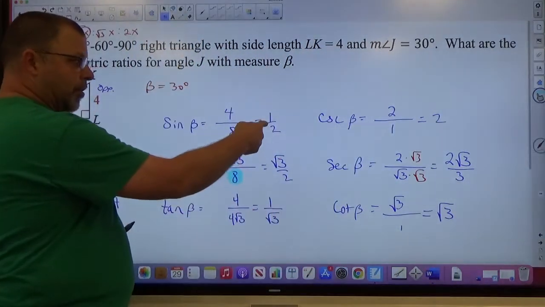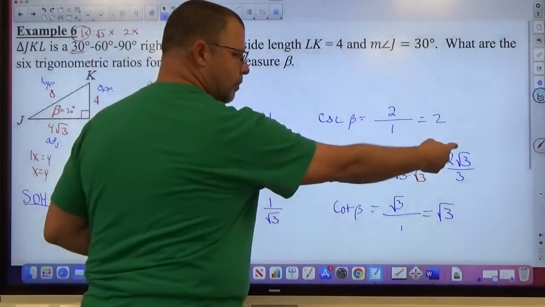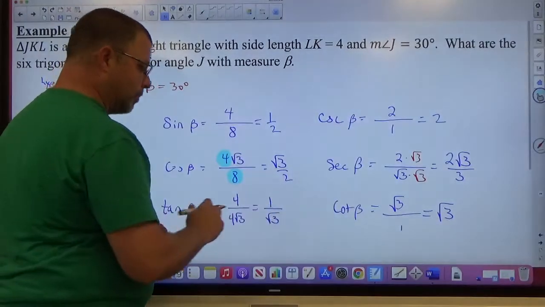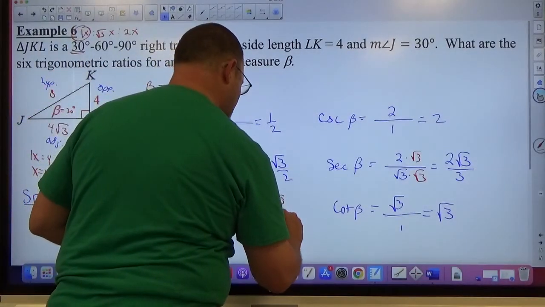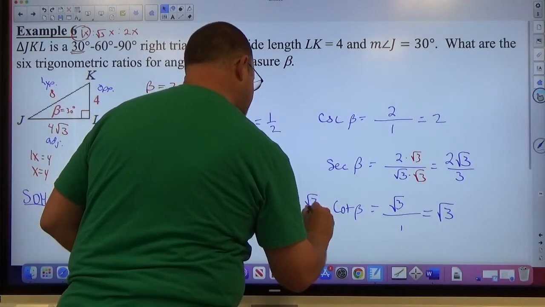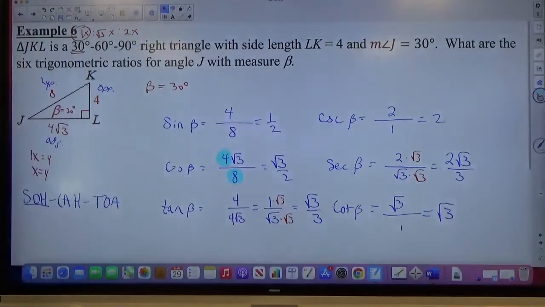So, 1/2 simple, square root of 3 over 2 simple, 2 square root of 3 over 3 simple, square root of 3 simple, and 1 over the square root of 3 needs to be fixed, so times the square root of 3 on top and bottom gets me the square root of 3 over 3. So all 6 trig functions simplify completely, no radicals left in the denominators.